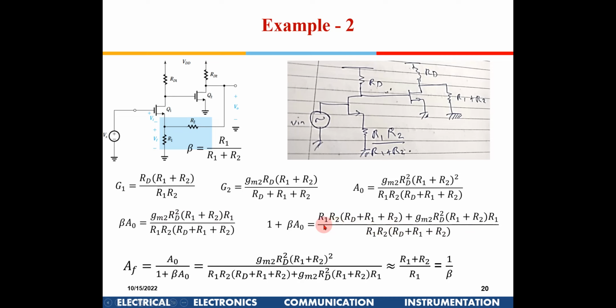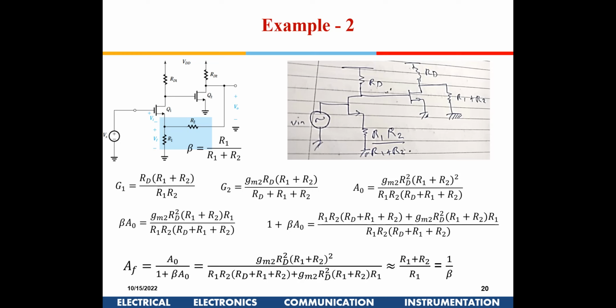Is it okay? Then the forward gain will be A0 divided by 1 plus beta A0. A0 is this, 1 plus beta A0 is this, so I can write this. If you consider this RD square as a bigger term, it will come approximately like this: R1 plus R2 by R1, which is 1 by beta. So the gain is stabilized, if you see here. Is it okay? This is how to go about doing these kinds of problems. Anybody has got it?